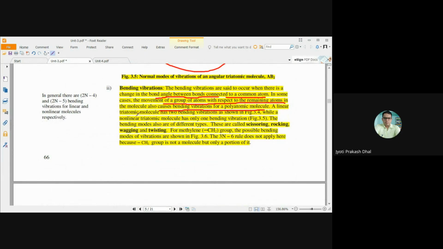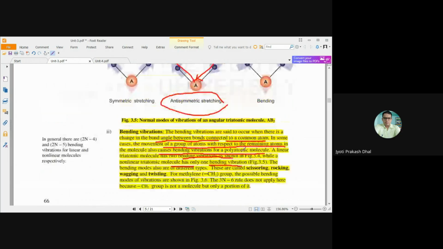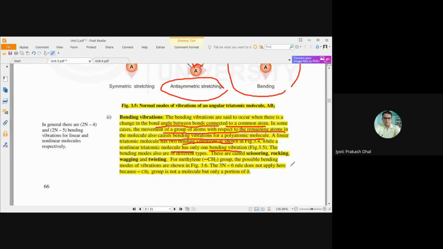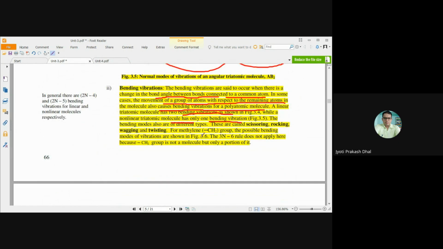Now, a linear triatomic molecule has two bending vibrations that we have discussed just now, while a non-linear triatomic molecule has only one bending vibration. So this is a non-linear triatomic molecule, where the first atom will bend towards this and the second atom will bend towards this. So only one type of bending vibration is there for a non-linear triatomic molecule.